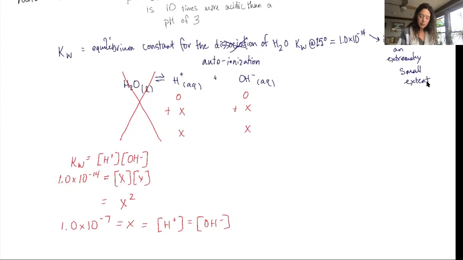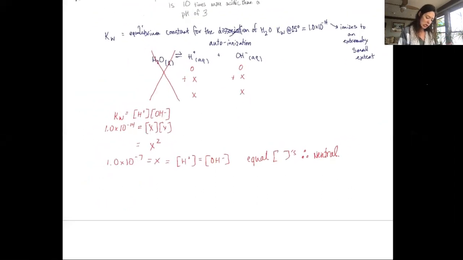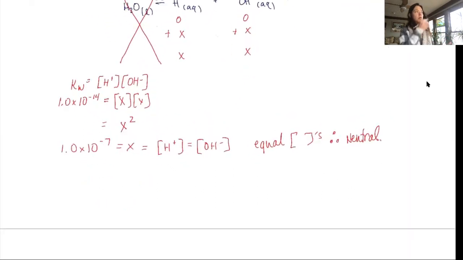They are equal. Therefore, neutral. It's not neutral because the pH is 7. It is neutral because they are equal. Okay. So what are all of these equations? Let's bust out our equations.